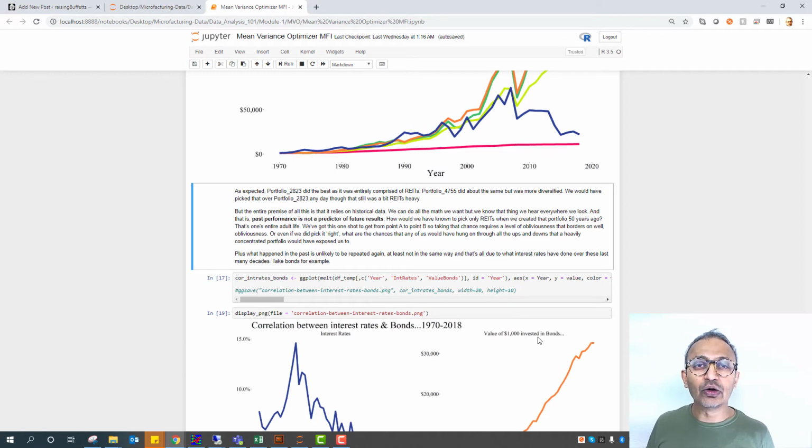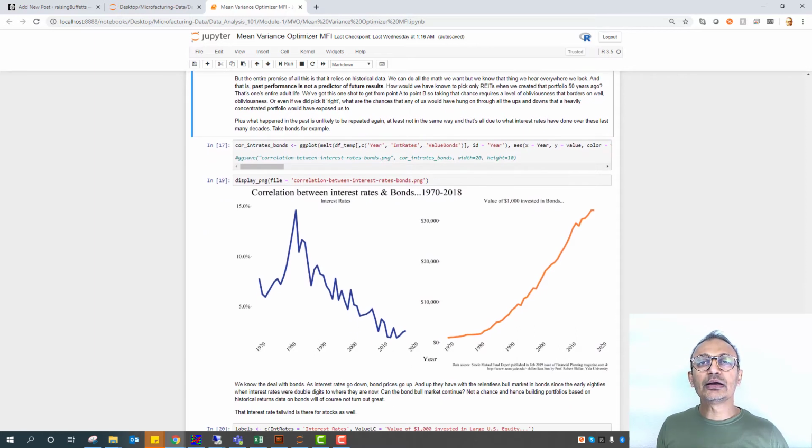You're not going to be banking on like this one type of investment, right? So you don't have the ability to make this kind of bets, right? Plus whatever happened in the past is unlikely to be repeated again, okay? At least not in the same way, and that makes sense, right? Because if you just go back in time like 100 years or 120 years, right? I think one of the data sets I was looking at is the value of the stock market by country, right?